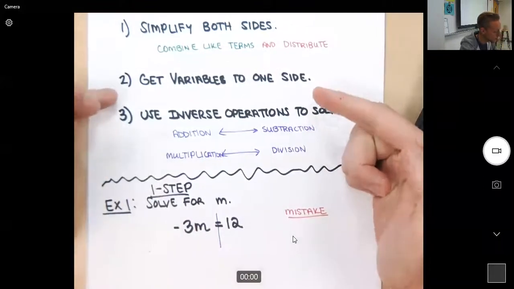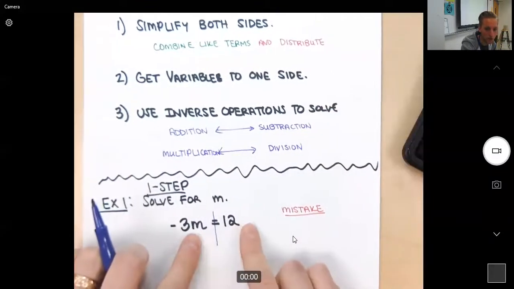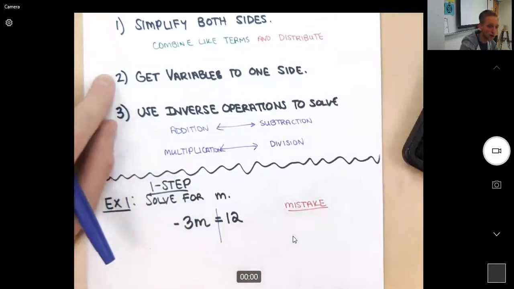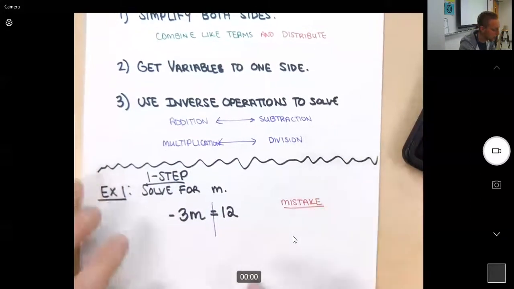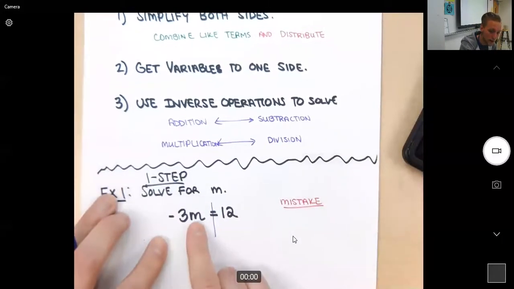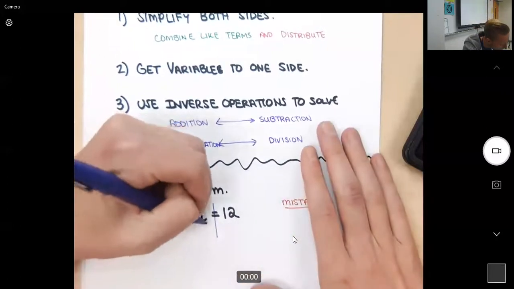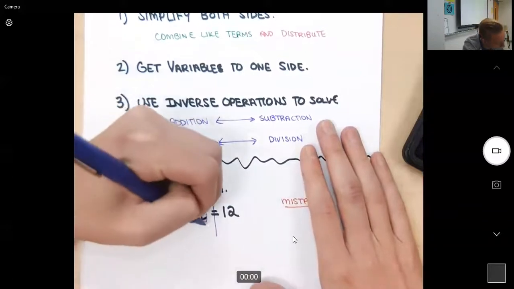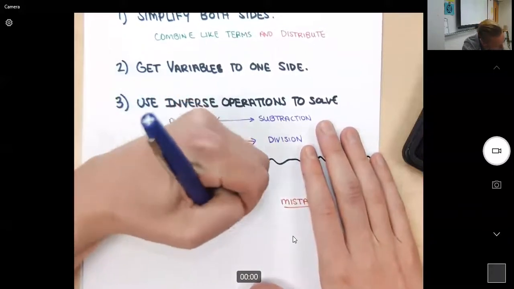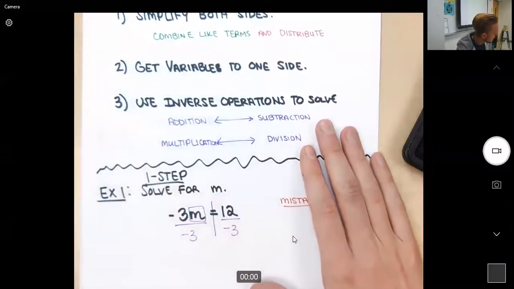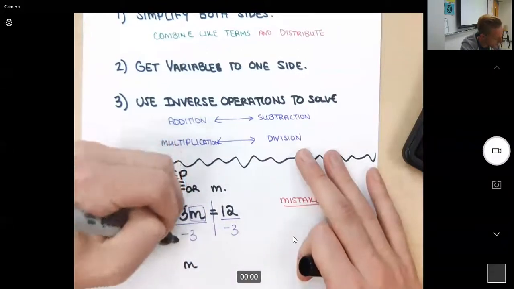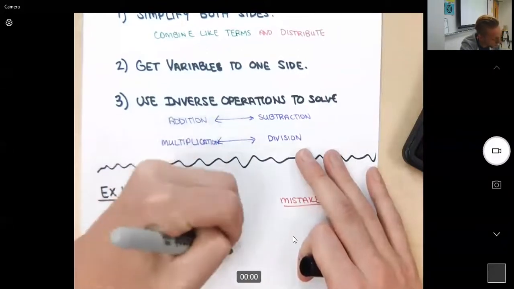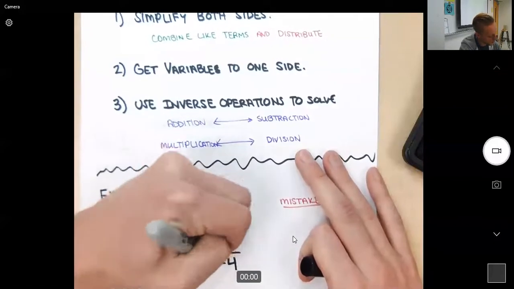Step 2, I want to get my variables to one side. So m is my variable. There's no m over here. So step 2 is also a check. So now here I need to use inverse operations to solve. Great. This is -3 multiplied by m. So to solve for m, if -3 is being multiplied by it, I want to divide by -3. So that I get m, 1m, is equal to 12 divided by -3, which is -4.